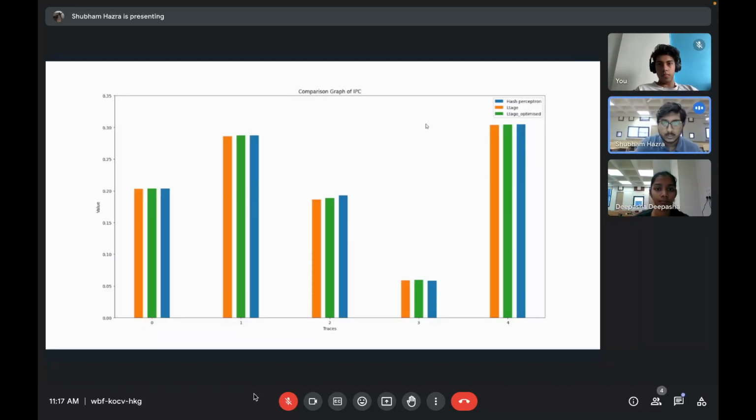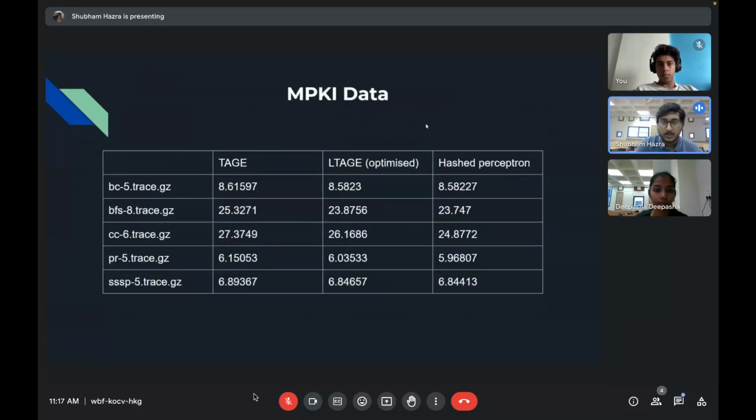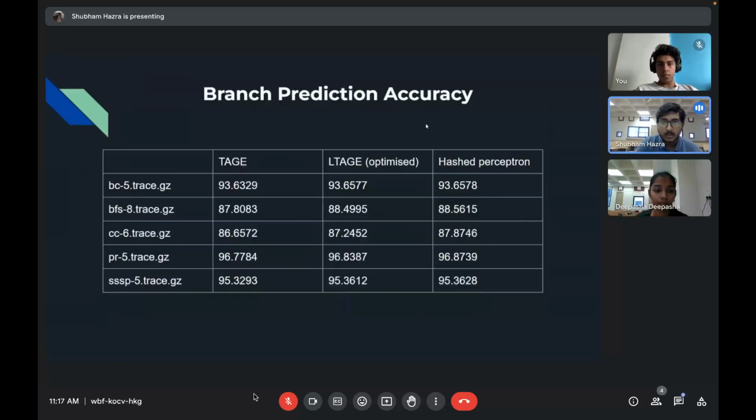So these are the plots. This is IPC, and misses per kilo instructions, and accuracy. As you can see, there's a difference of almost 0.5 between our optimized version and our original implementation, and we are able to almost reach the accuracy of hash perceptron, while hash perceptron is still performing marginally better.